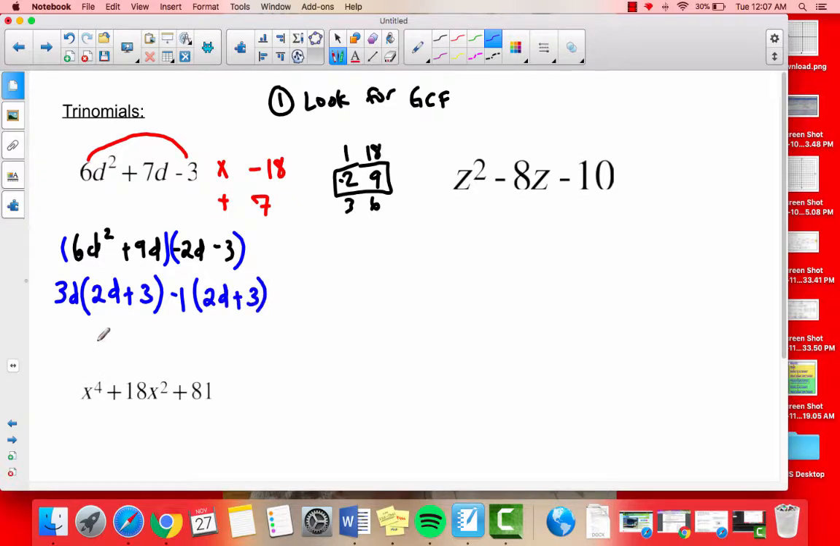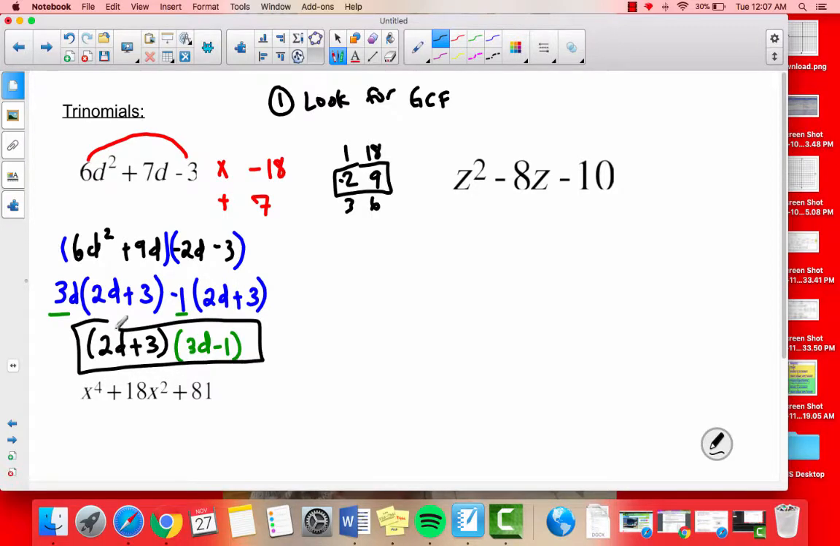And remember from the last chapter when we used this method, our parentheses matched. So what was in parentheses is one of the factors, so 2d plus 3. And then what went on the outside, so right here, goes in our other set of parentheses, so 3d minus 1. And this is just one of the methods for factoring quadratics or equations similar to this.